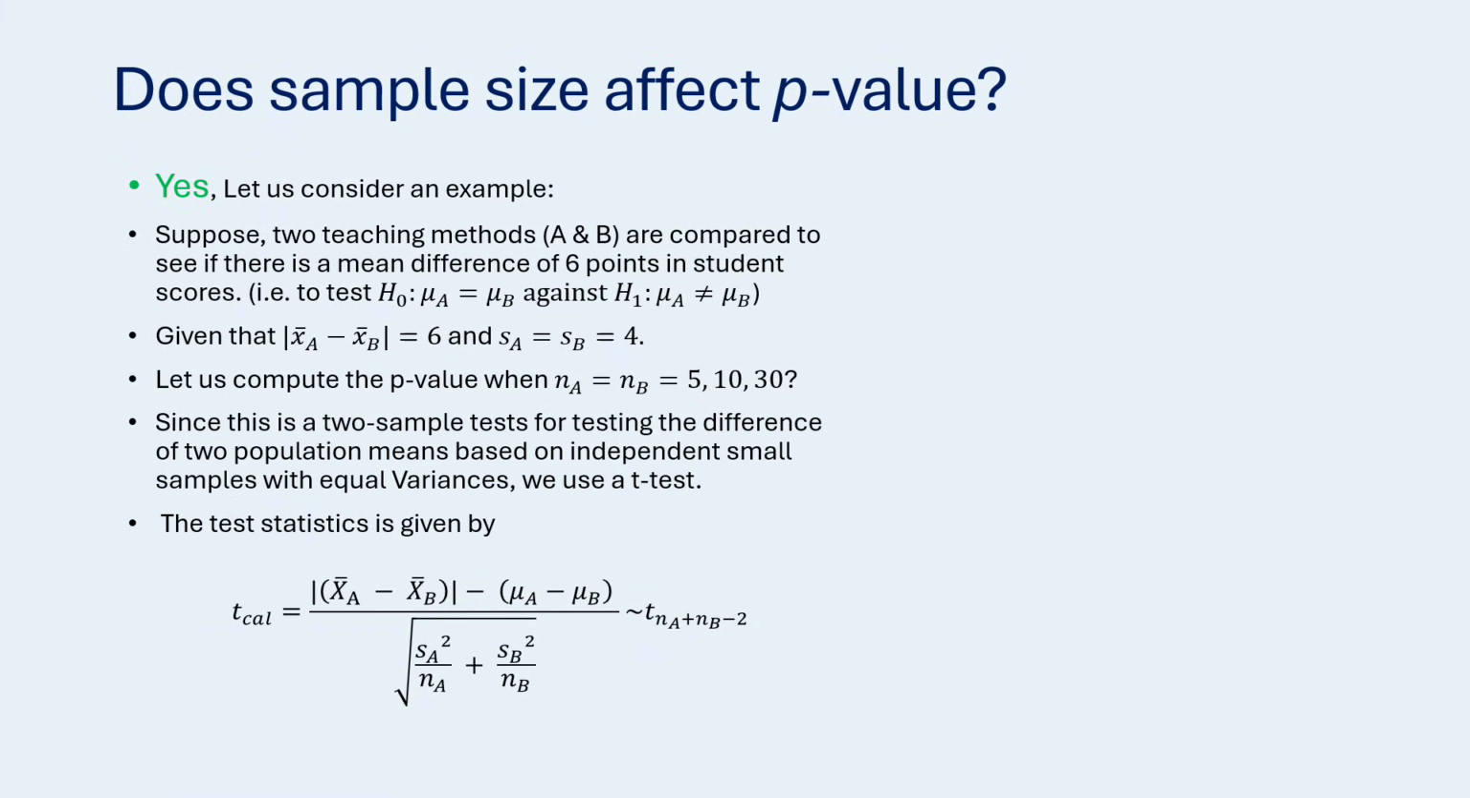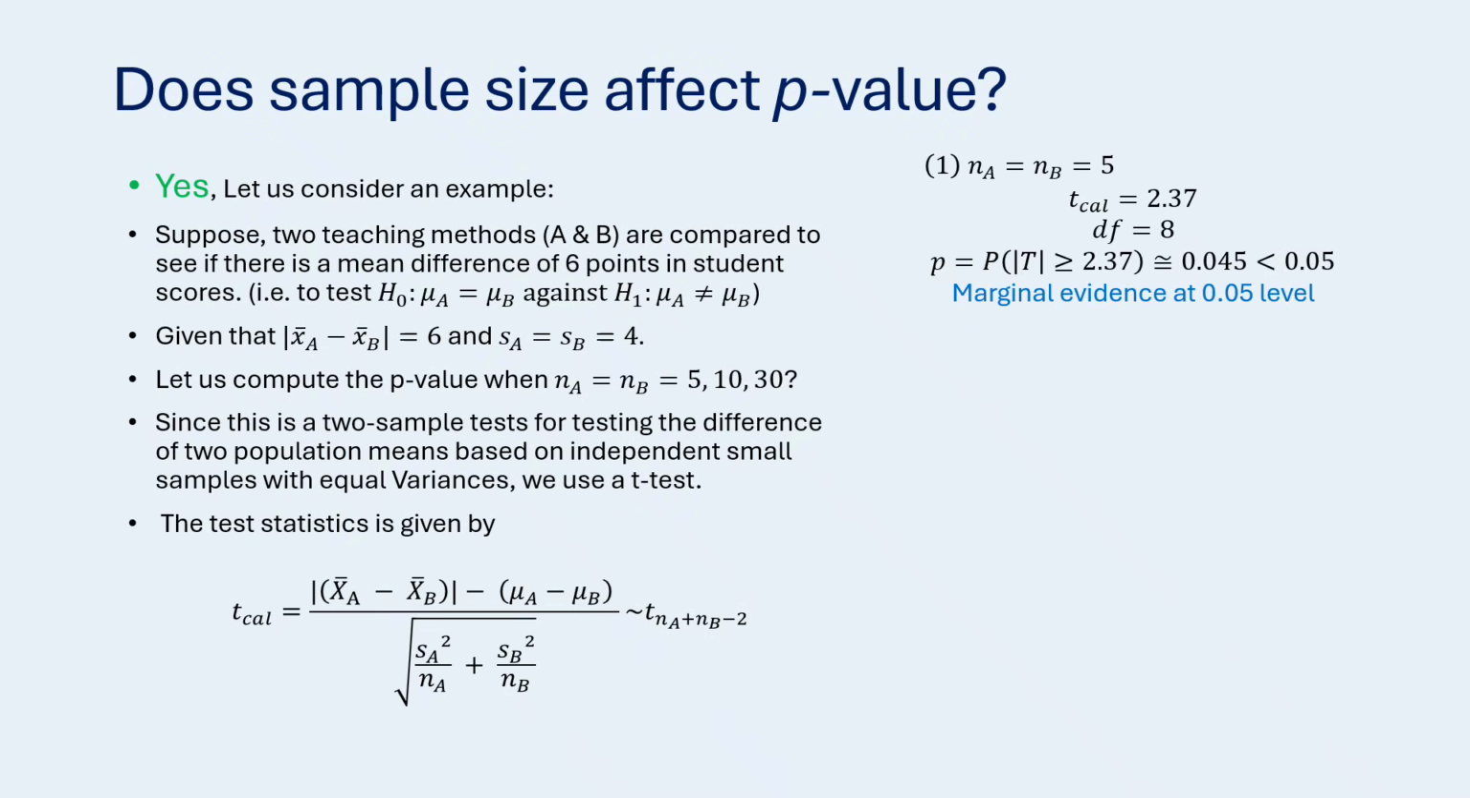Actually, there are a lot of aspects; we have already said that many components are going to be significant while computing the p-value. One such thing is the sample size. The answer is very simple: sample size always affects the p-value. Let's see some examples. Here again is a test of two means against not equal to, and the difference is given as something like 6 points in some student scores. Sample sizes are treated differently: 5, 10, 30 like that.